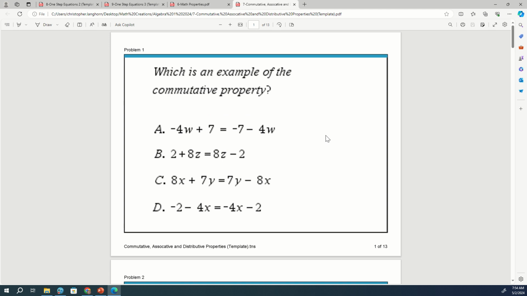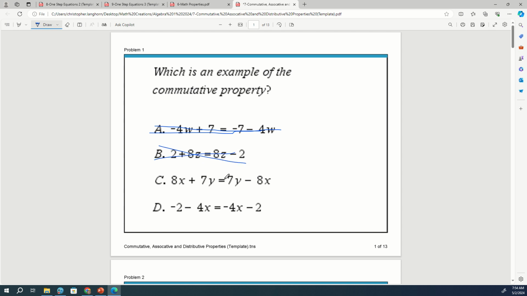Now, commutative property is you have something and then the order just changes. So for this one, I have a -4, a -4, W, and a 7. So then I should have a 7 and a -4. This has a -7, so this one's no good. That one goes away. This one says 2 plus 8z, a positive 8z. So I have an 8z, and it should be a +2.